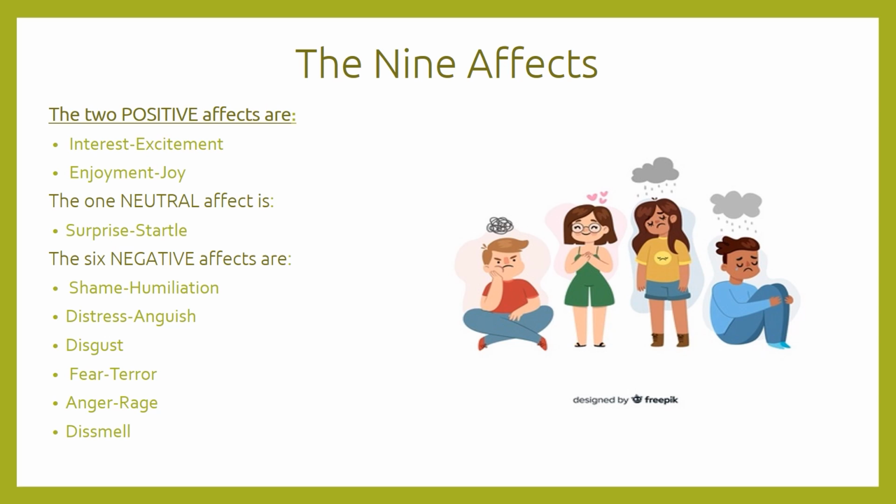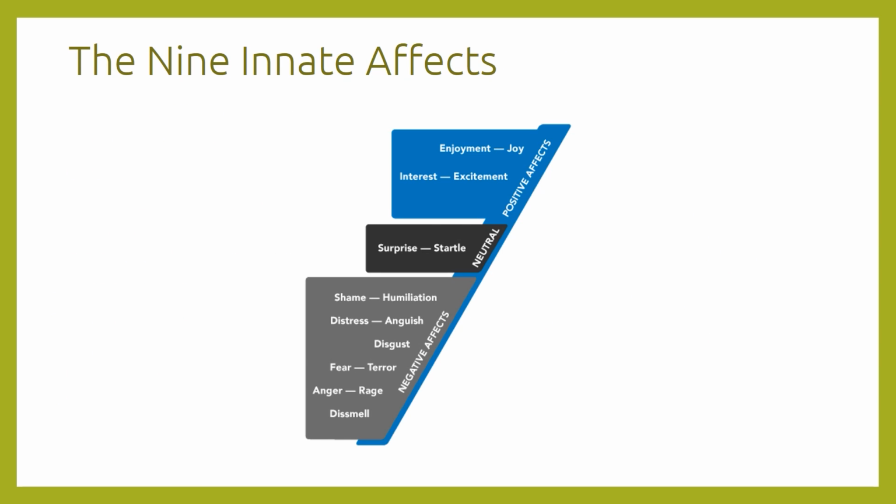Surprise-startle is the neutral affect, which functions like a reset button. The 6 negative affects are shame-humiliation, distress-anguish, disgust, fear-terror, anger-rage, and dissmell, which is a word Tomkins coined to describe turning up one's nose in a rejecting way. The scale of the 9 innate affects is displayed on this graphic here.